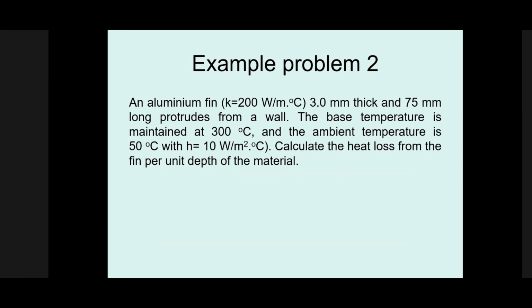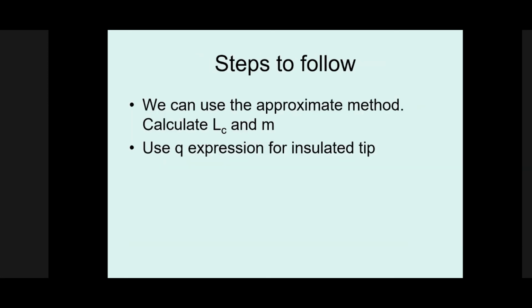Can I go to the example? Yes, I'm going to the example. So if you read this example, it's an aluminium fin which is K equals to what? 3 millimeter thick, 75 millimeter long, protrudes from the wall. Okay, so the base temperature is maintained at that ambient temperature. Calculate the heat loss from the fin. I haven't given you the solution, but what you can do, we can use the approximate method, calculate the LC and M, and use Q expression for insulated tip.